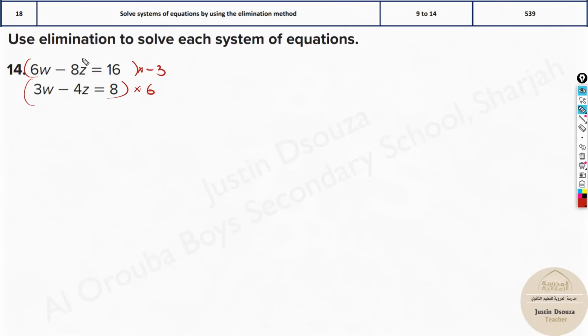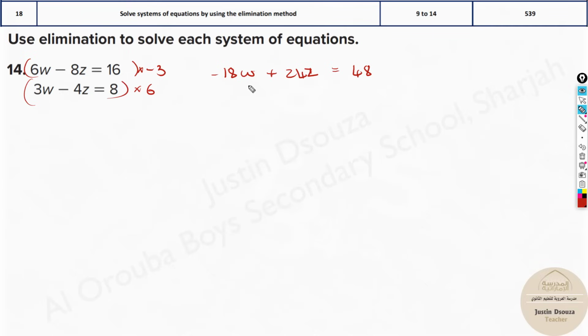Now, sometimes students multiply the first two terms and they forget to multiply this 3, because I've seen many of my students make that mistake at times. Please don't do that. Multiply throughout all the three terms. 6 times 3 is 18. It'll be negative 18w plus 24z and equals 16 times 3 is 48.